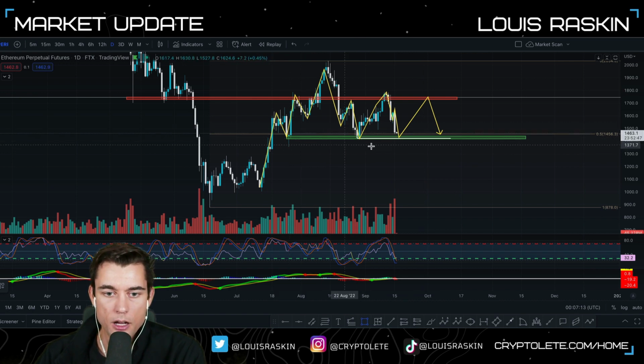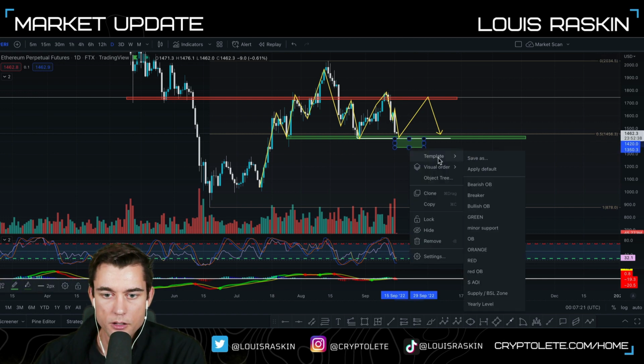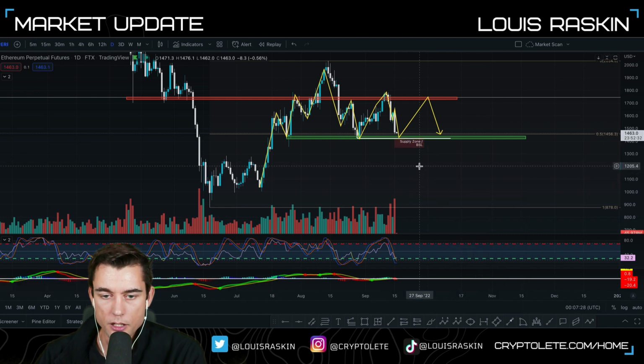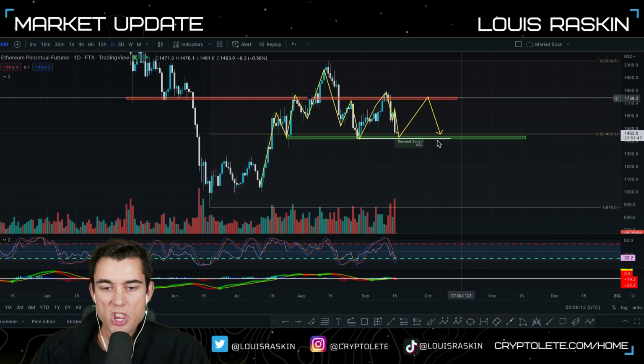So yeah, looking at this, if I was a market maker, I know that there's going to be a lot of people buying right here, and I know that they're going to put their stops right here. So there's going to be a lot of buy stop liquidity right here. Sorry, I meant to say sell stop liquidity.